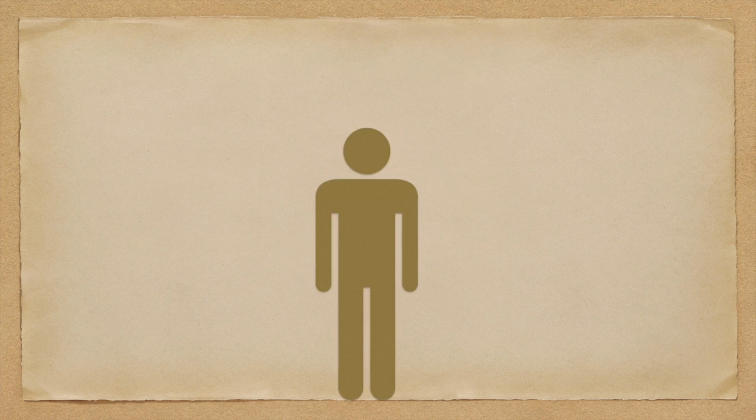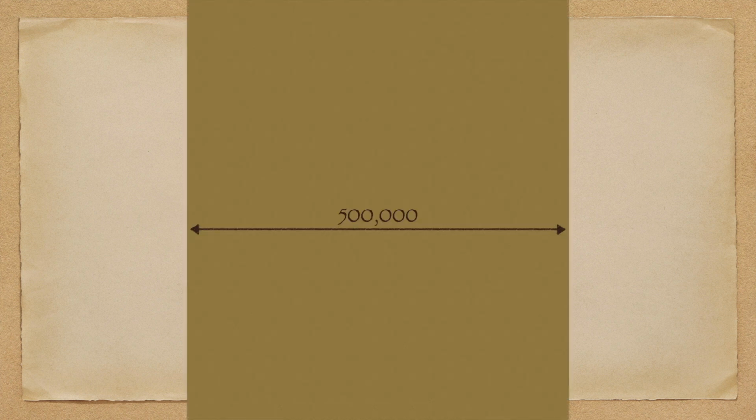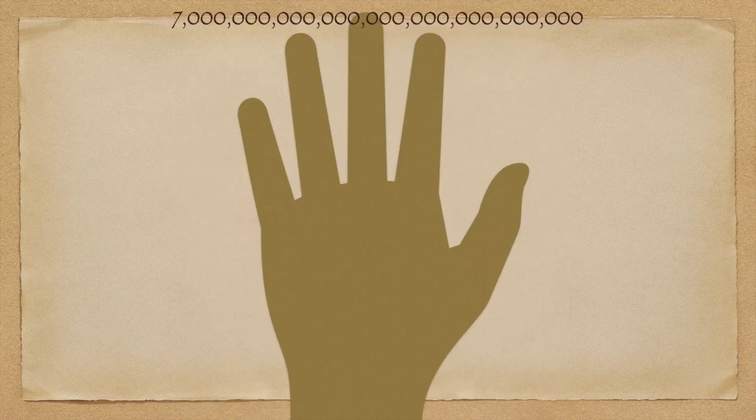So how small are atoms? Well, if you look at a human, and you zoom in onto the head, and look at a single human hair, that human hair is about 500,000 atoms wide. And your hand has 7 billion atoms in it.